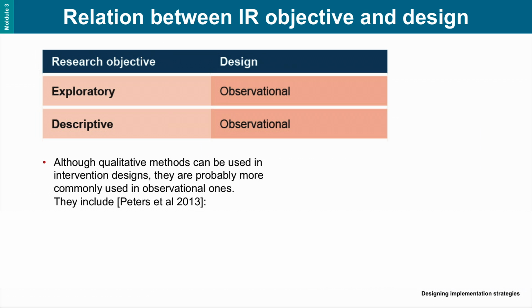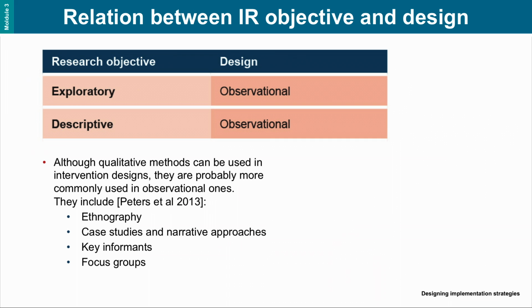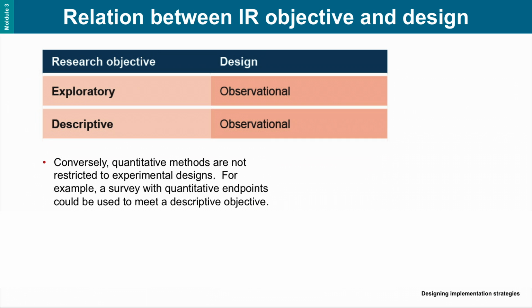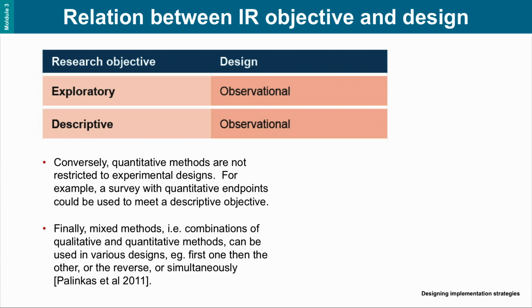Now, within observational designs, there's a range of qualitative and quantitative methods available. For implementation research, the qualitative ones may be more relevant, and they include ethnography, case studies, key informant interviews, and focus groups. Still within exploratory and descriptive objectives, quantitative methods such as surveys also may be useful in observational designs. And finally, mixed methods, meaning combinations of qualitative and quantitative methods, can be used in different combinations, first one, then the other, or the other way around, and so on.